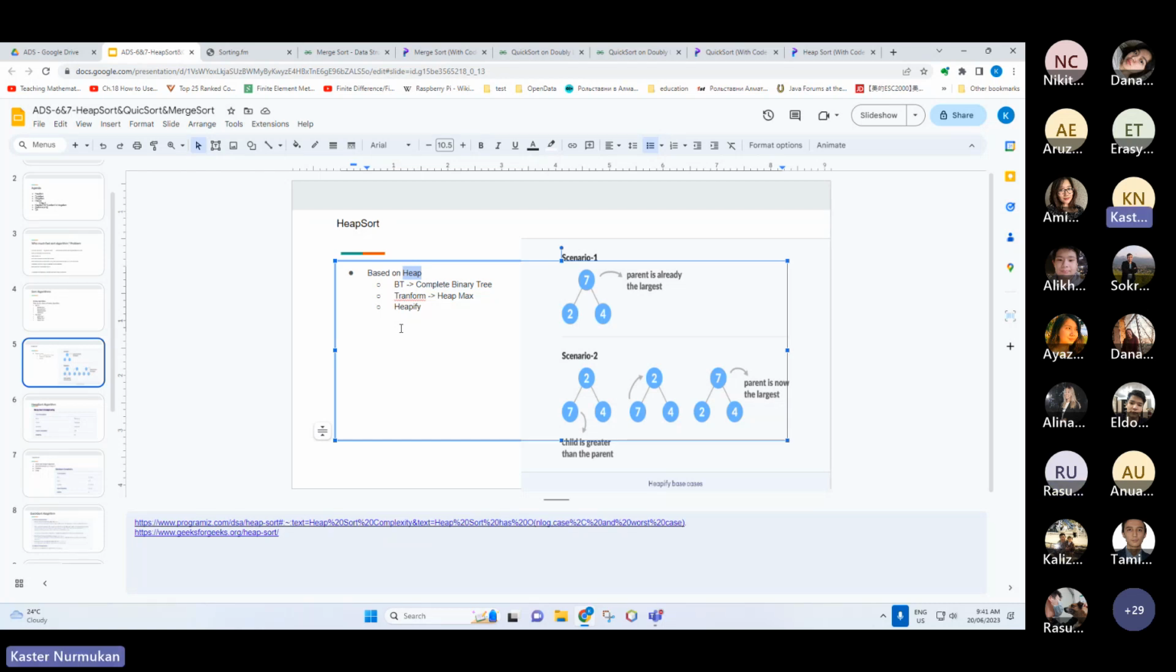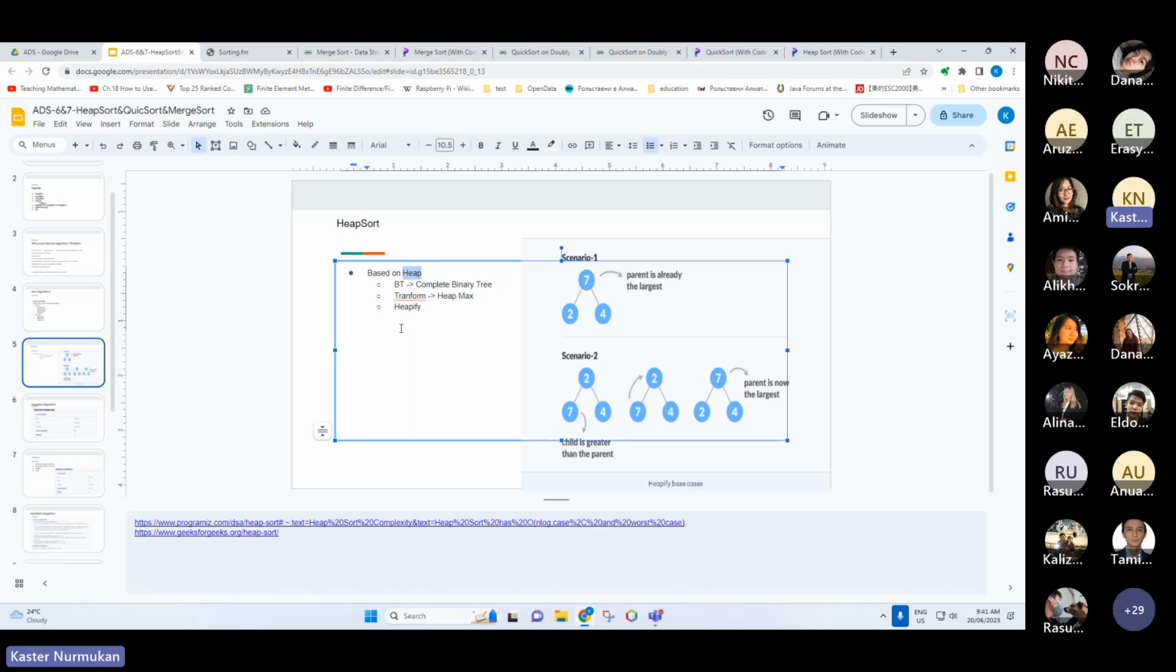There are two kinds of heap. One is max heap, another is min heap. Depending on your situation, we can take the max heap. For example, if I'm trying to find maximum profit, I can take the max heap. If I'm trying to find minimum risk, I can take the min heap as a data structure.